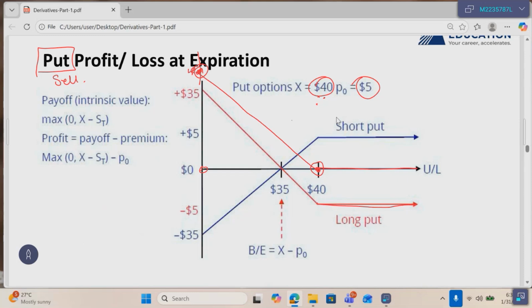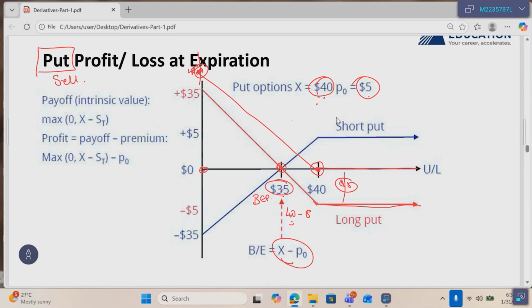But the profit is actually not 40. It's 35, because when it becomes 35, you made $5, but you also lost $5. So 35 is the breaking point, and when the price becomes 0, you are earning 35. How did I get 35? Same funda. Stock price, but this time minus 5. So 40 minus 5 is 35, and this is your break-even point.